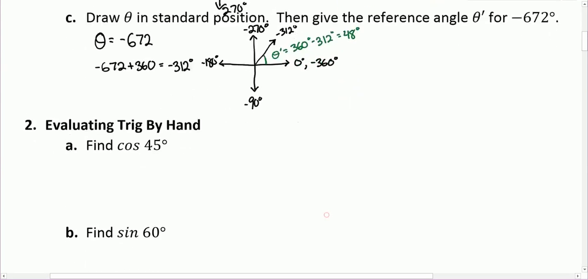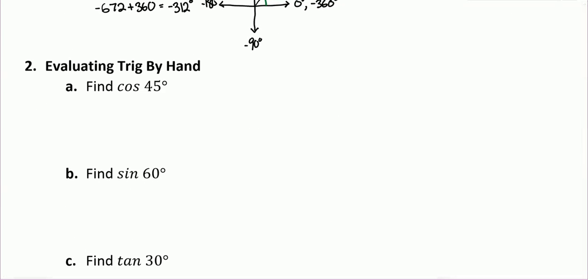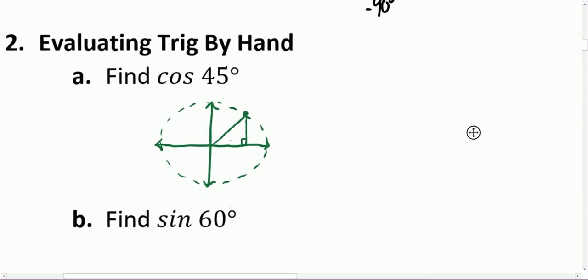Number 2, we're going to be evaluating trig ratios by hand, and we're asked to find the cosine of 45 degrees. So I'm going to do this in context of our unit circle, which is the circle with center 0, 0 and has a radius of 1. 45 degrees cuts the first quadrant in half. And I'm going to drop an altitude there to make a right triangle. So this is a 45, 45, 90 special right triangle.